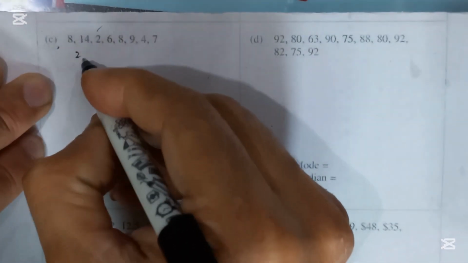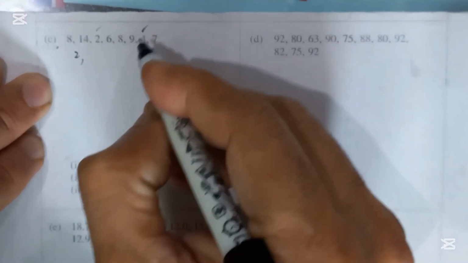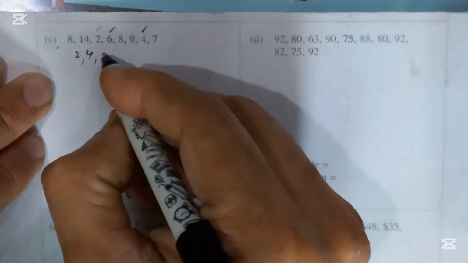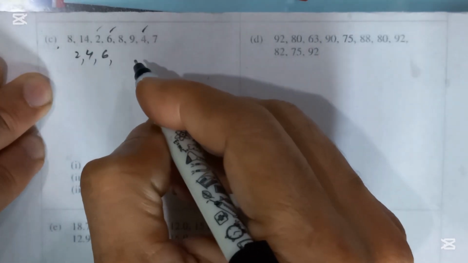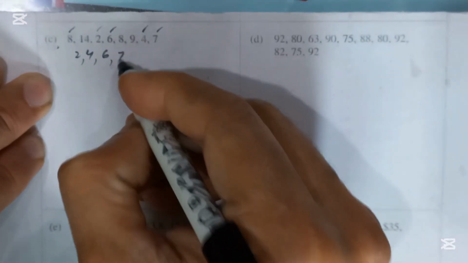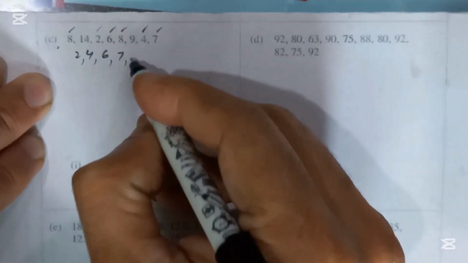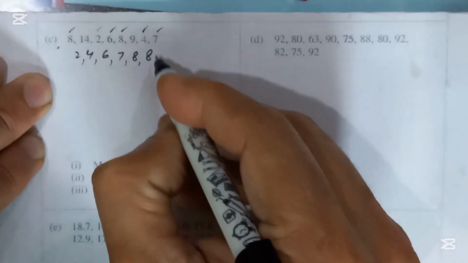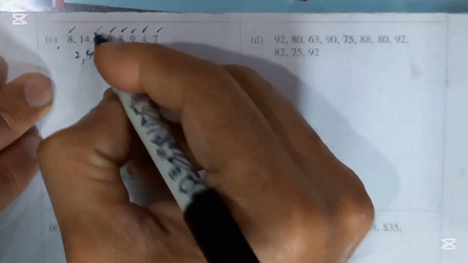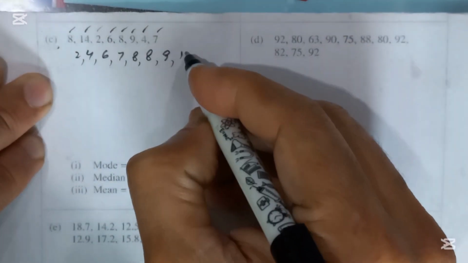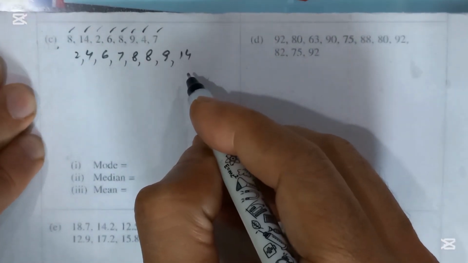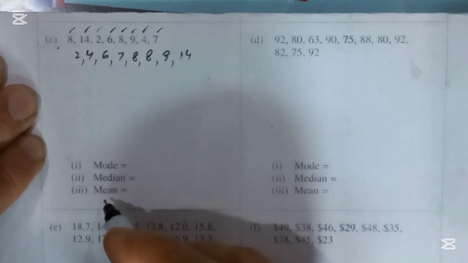So 2, then 4, then 6, then 7, then 8 two times, and then 9, and finally 14. So first we have arranged the data in ascending order. Now the things will be solved.